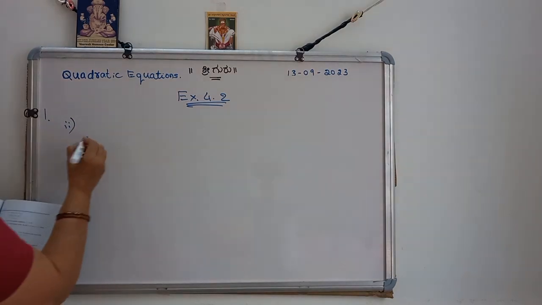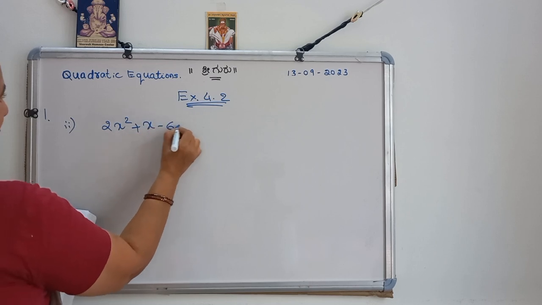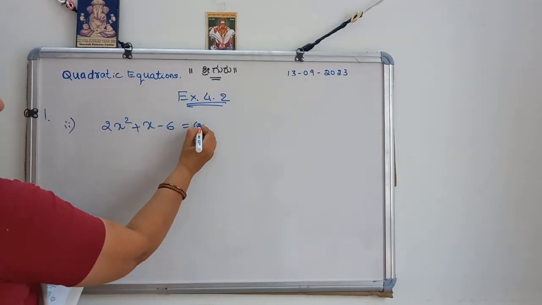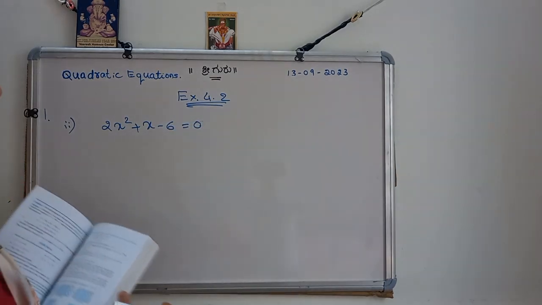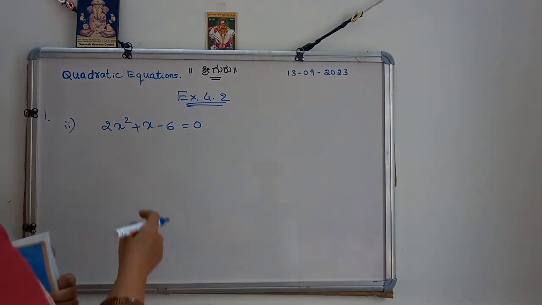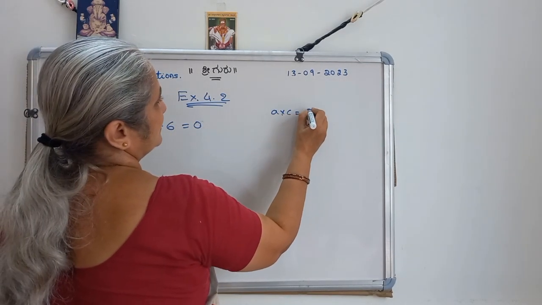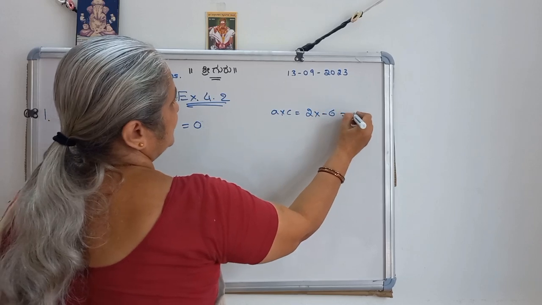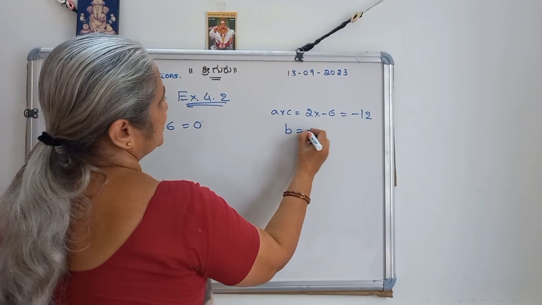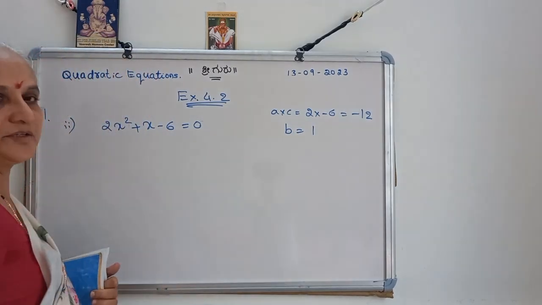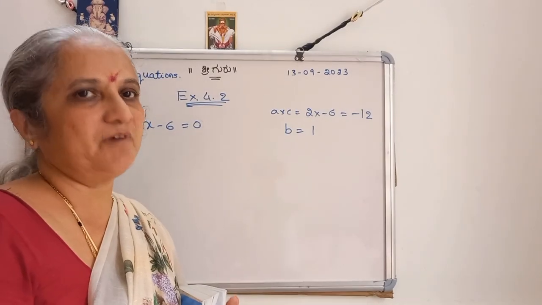2x square plus x minus 6 is equal to 0. Here a into c, 2 into minus 6, is equal to minus 12 and we should get b is equal to 1. Find the factors of minus 12 in such a way that if you add them, you should get 1.